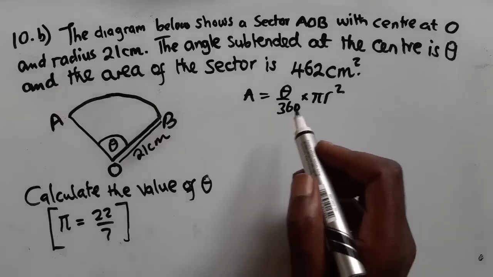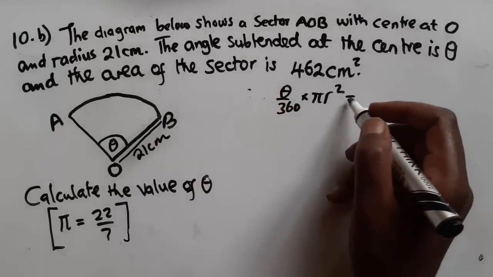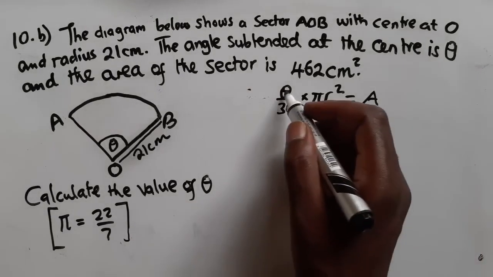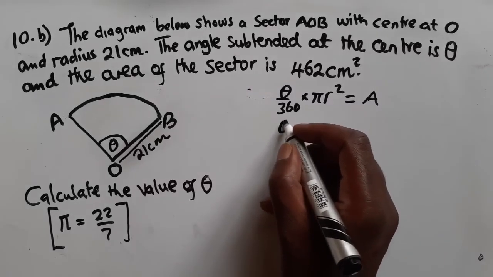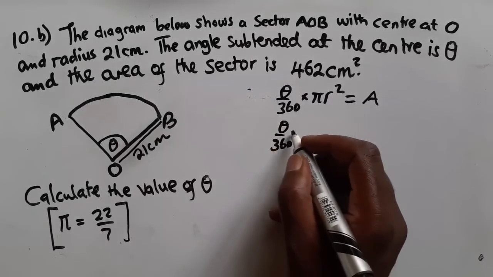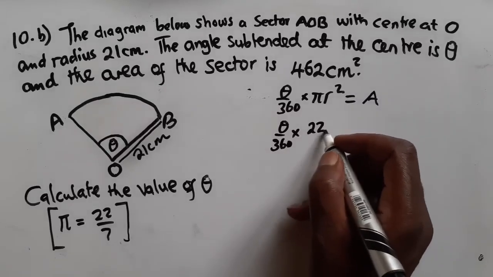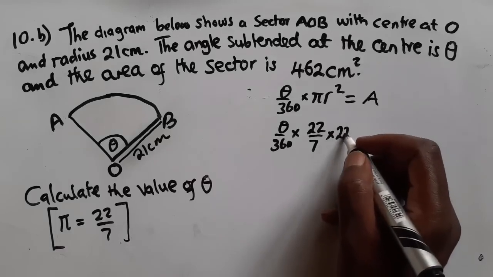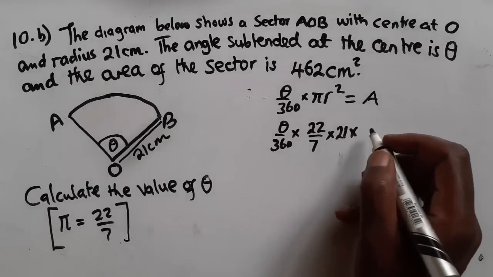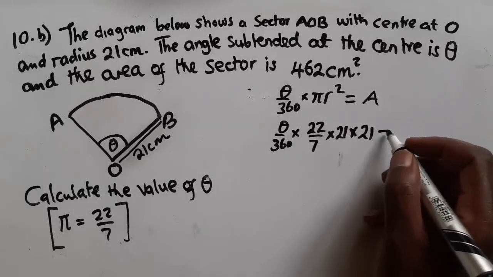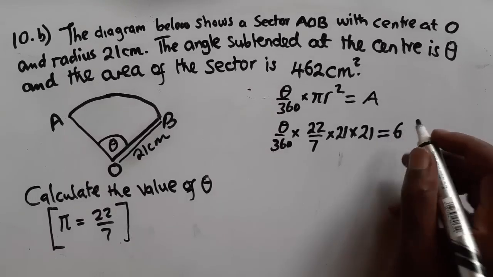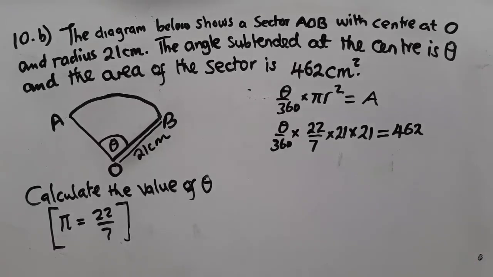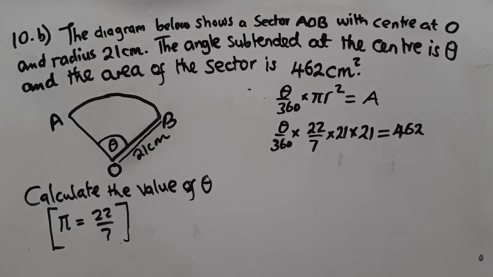Now, you have to take note that in this case, we say this is the area. We can even bring it the other side. In this case, area is given and we are looking for theta. So we'll go on and say theta over 360 multiplied by 22/7 multiplied by 21 multiplied by 21, because r is squared. Then the area is given as 462. I hope this is very clear.